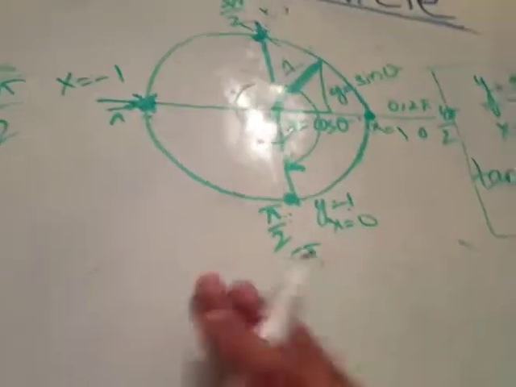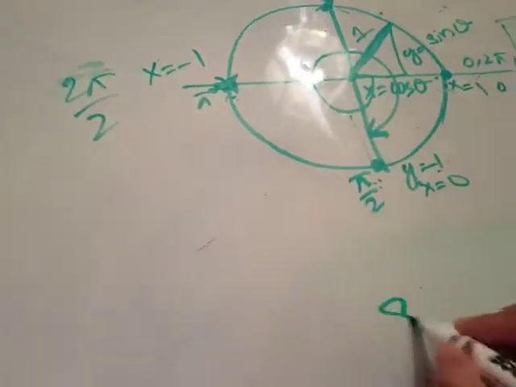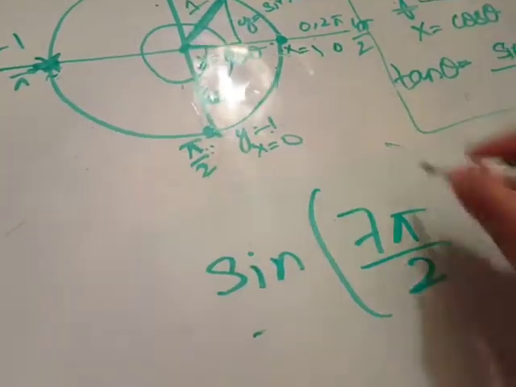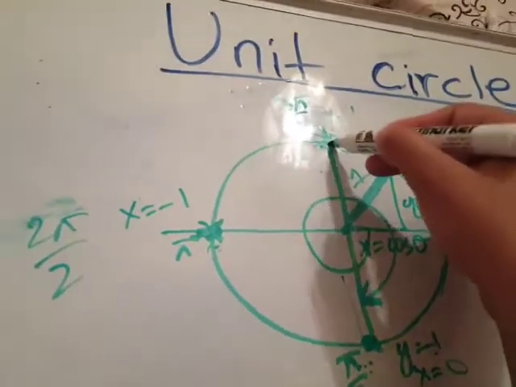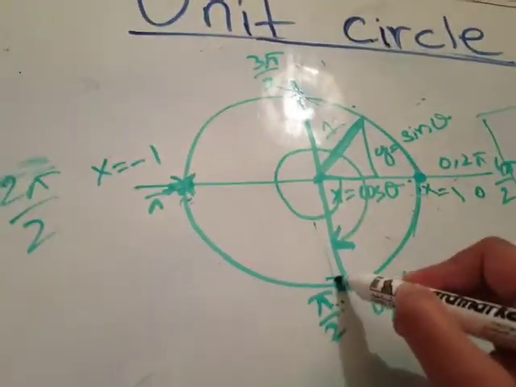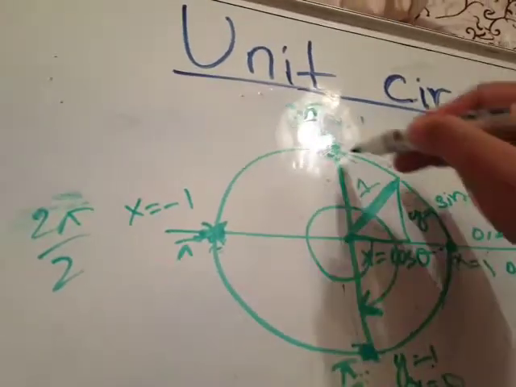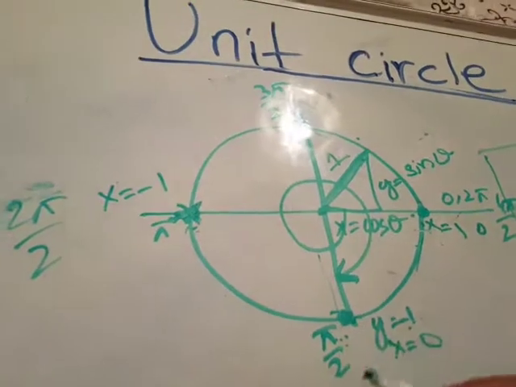Now let's do one more example. Let's calculate sine of 7 pi over 2. Yeah. So this is 0. This is pi by 2. This is 2 pi by 2. This is 3 pi by 2. This is 4 pi by 2. This is 5 pi by 2. This is 6 pi by 2. This is 7 pi by 2.